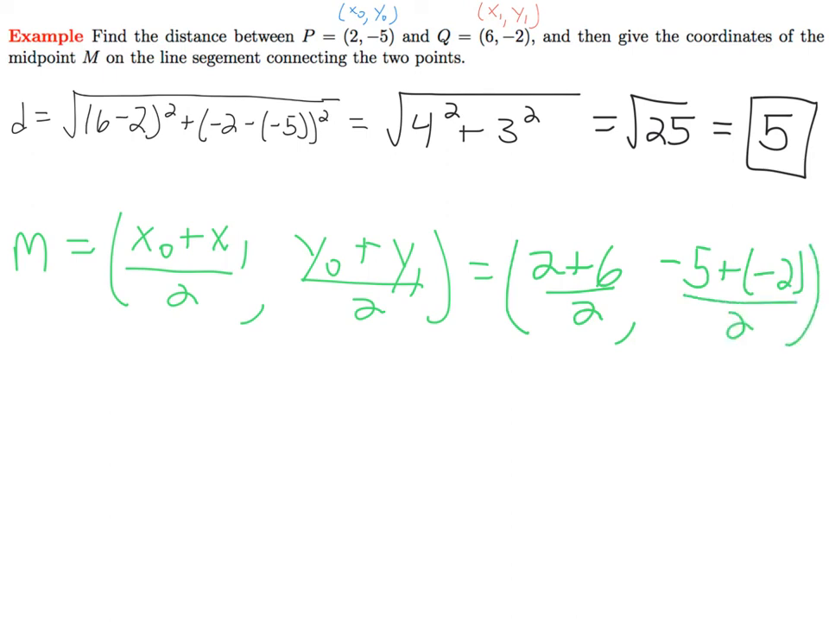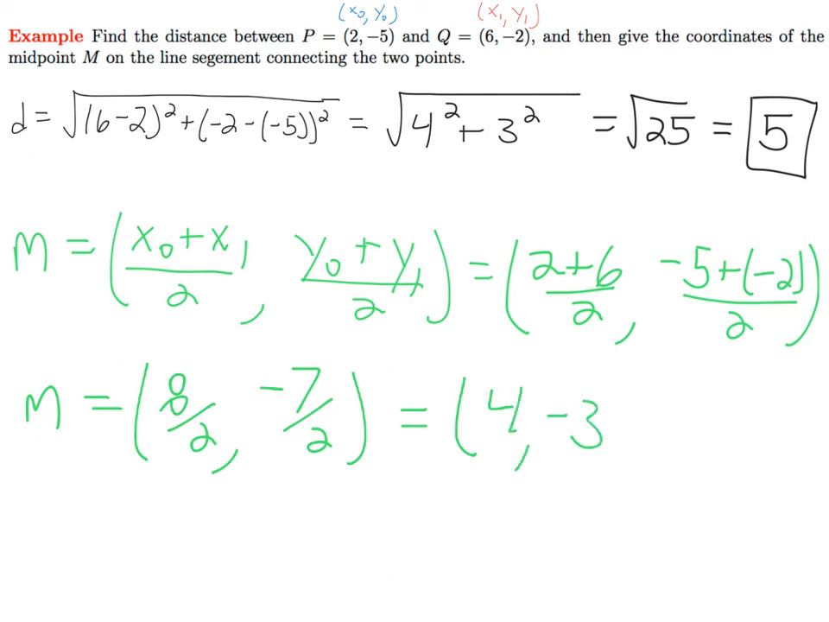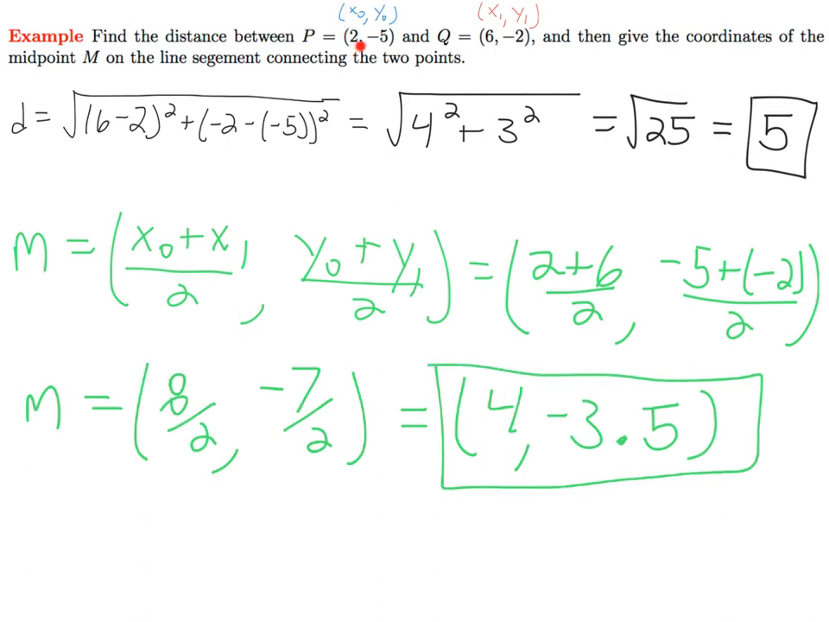So simplifying this, we get that M is equal to 6 plus 2 is 8 over 2, minus 5 plus minus 2 gives me minus 7 over 2. So this tells us that the coordinates for the midpoint are 4, minus 3.5. Okay, and the 4 again is halfway between 2 and 6, the x coordinates, and the minus 3.5 is halfway between the minus 5 and the minus 2, the y coordinates.